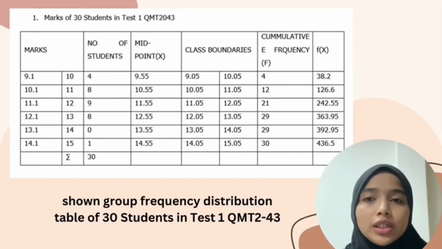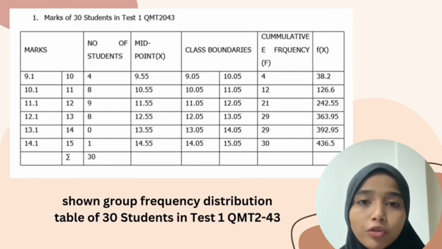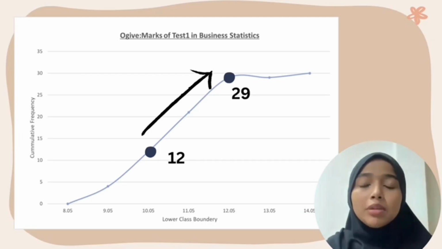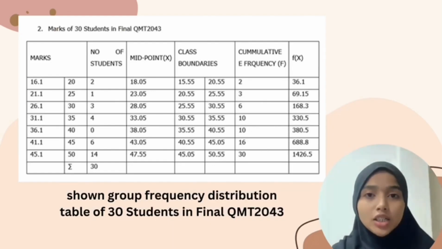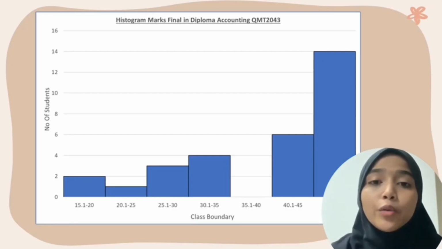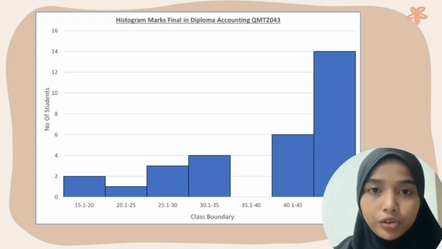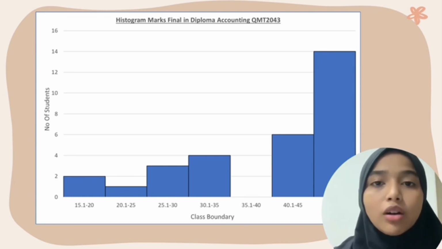Alright, this is a frequency distribution table of 30 students in test 1 QMT2043. The normal distribution shows a steady increase starting from cumulative frequency 12 to cumulative frequency 29. This is the frequency normal distribution of marks of 30 students in final QMT2043. Alright, we're moving on to the histogram of final marks, diploma in accounting QMT2043. From all 30 students, 14 students get the highest mark for final marks.